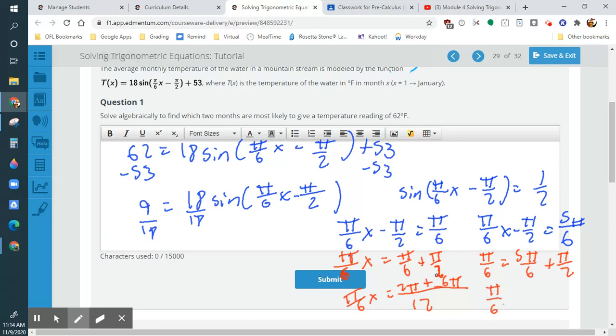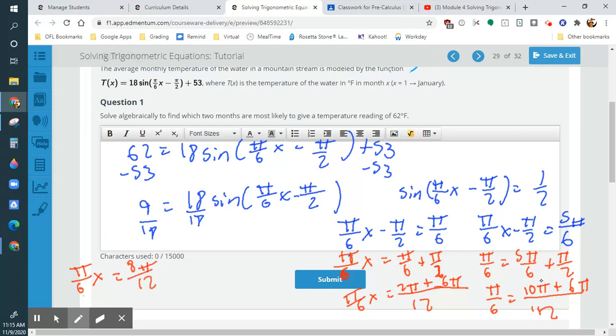And pi over 6 x equals essentially the same thing, just a little bit different because now we're multiplying 5 by 2, not just pi. So this is 10 pi over 12 plus 6 pi over 12. So this becomes two different equations. I'm going to bring them over here. Pi over 6 x equals 8 pi over 12.